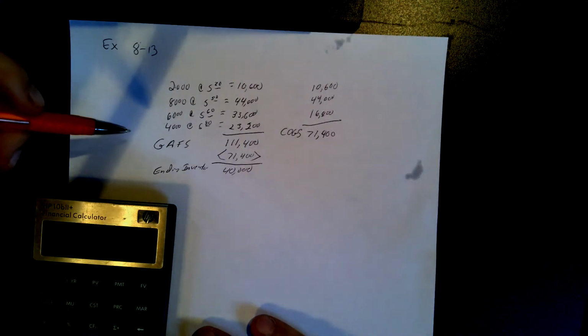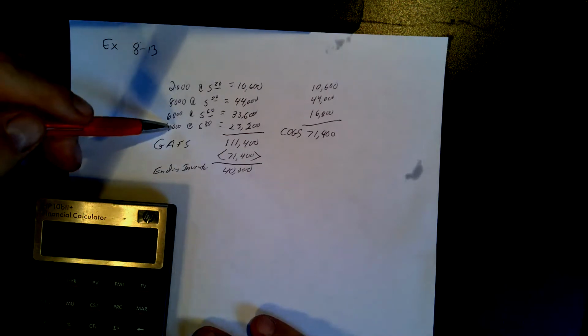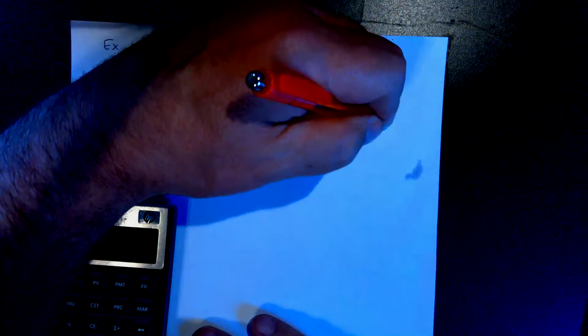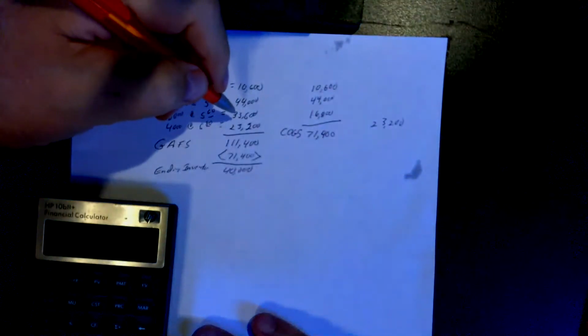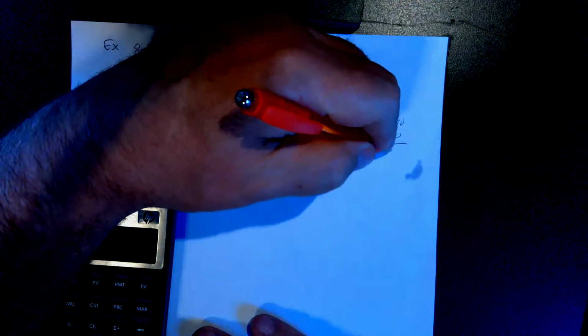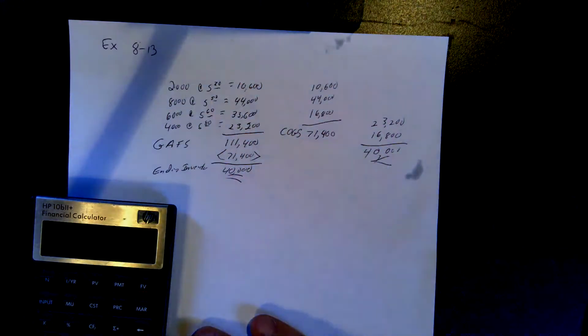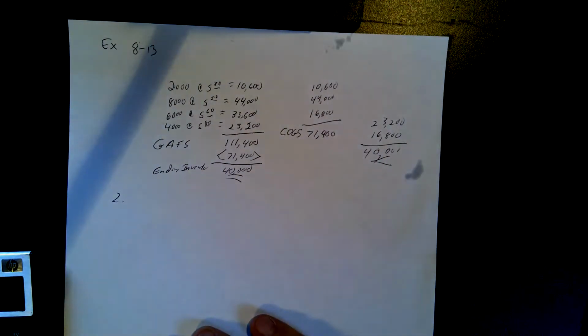Now you can check this, right, because your ending inventory will be this 4,000 times 5.800. So we can check this with the 23,200, and half of this 33,600 was 16,800. And if we add that together, we get 40,000. So it checks. All right, so that's part one. Part two is going to be LIFO. So last in, first out.